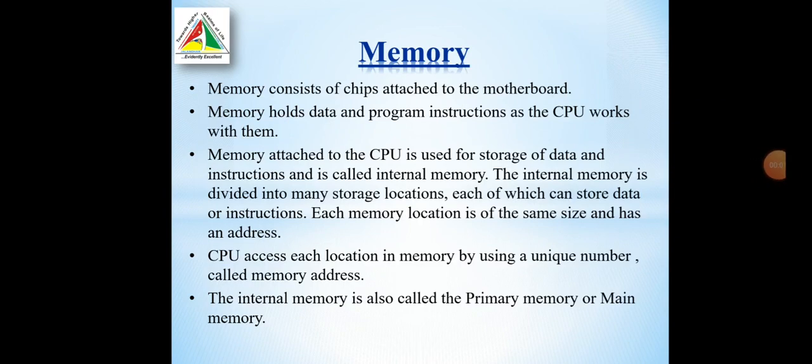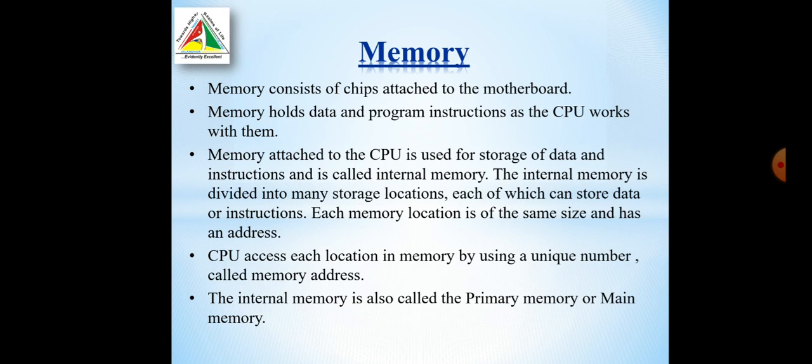Then comes the memory. Memory consists of chips attached to the motherboard. Memory holds data and program instructions as the CPU works with them. Memory attached to the CPU is used to store data and instructions and is called internal memory. The internal memory is divided into many storage locations, each of which can store data or instructions.